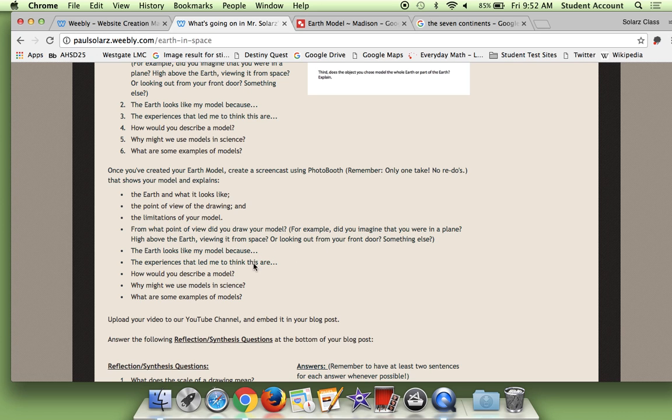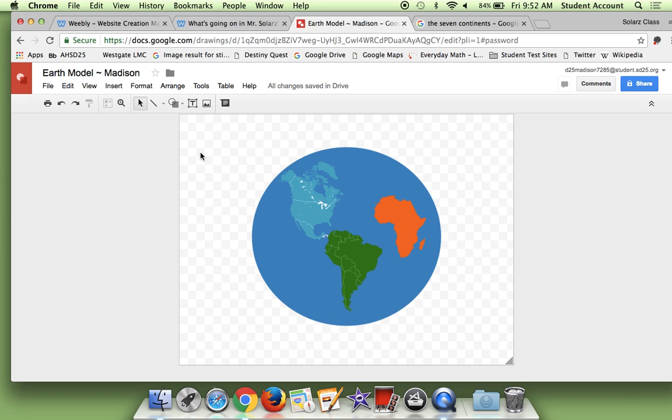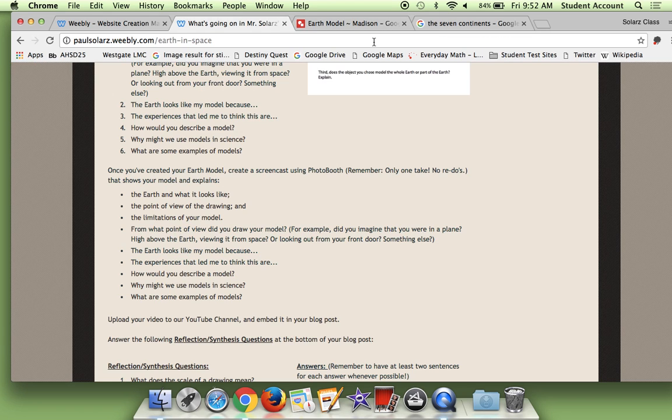So, point of view. Why might we use models in science? We might use models in science because it tells us more things about what we might be looking at and why, and so we get a good idea of what it looks like. You can't just go out into space and look at Earth because you have to have tons of training to do that, and it's not super easy to just get a spaceship.